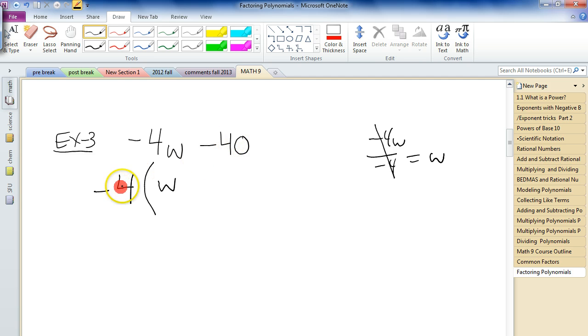Negative 40 divided by negative 4, I don't know why I'm talking in that voice, but whatever. You're left with 10. Positive 10, by the way. Careful of the signs.